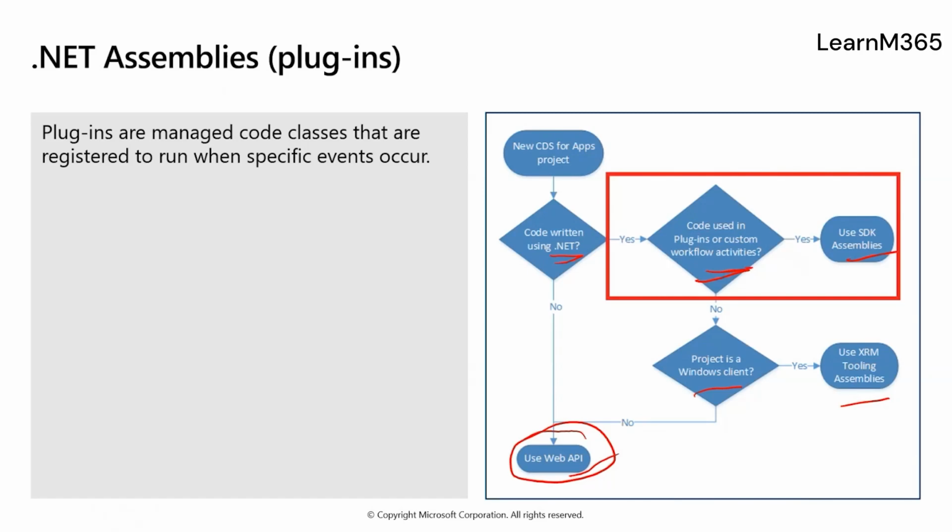If that is also not required, or the code is not written in .NET assemblies, then we can go for the Web API basically. When registering a plugin, you must choose which event stage to use. We were talking about the event pipeline also: pre-validation, pre-operation, and post-operation. We will understand it a little more moving ahead. I think that is good enough to understand this picture. Let's move to the next part.